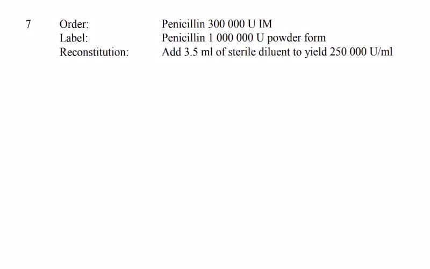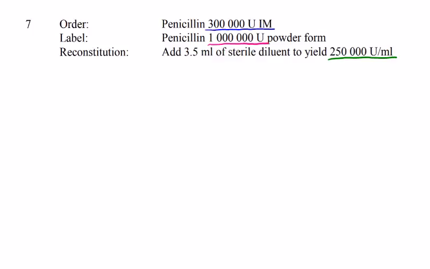Here the order is 300,000 units that need to be administered intramuscularly. Then we have the label of the drug saying there is 1 million units in powder form, and the instructions for reconstituting that medication, which is add 3.5 mils of sterile diluent to yield 250,000 units per mil.